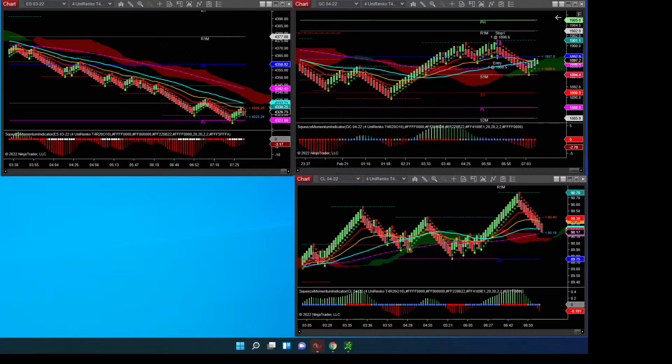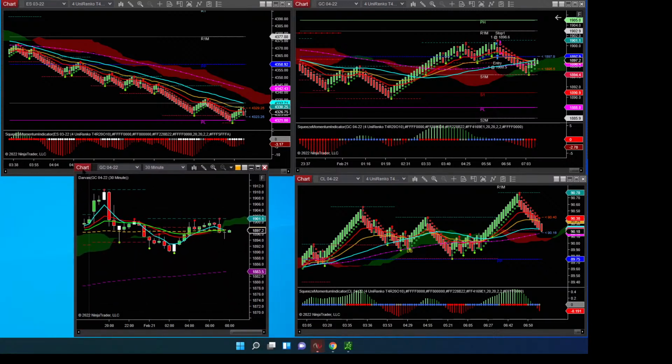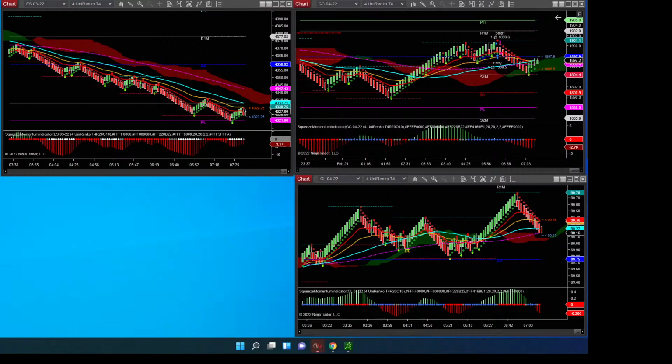It's a nice doji though, right there. But we are below the cloud. We're above the cloud in the entry chart, but I don't see that much. It's not convincing.